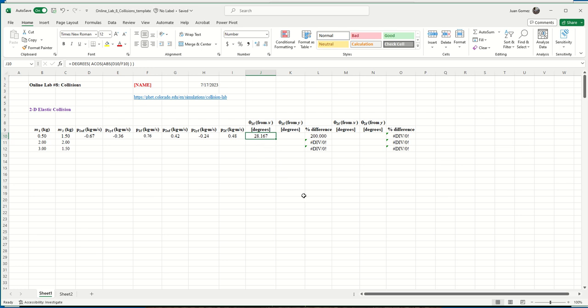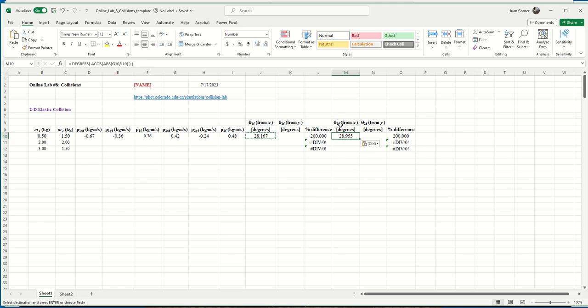I got 28.167. Now remember, this is the beauty of Excel. We don't need to reinvent the wheel. I'm going to take this formula and copy it. I want to do the same thing for theta 2f from the x. So let me click outside for a second. I'm going to copy this formula and paste it right here, and I just have to be careful to update the cell references correctly.